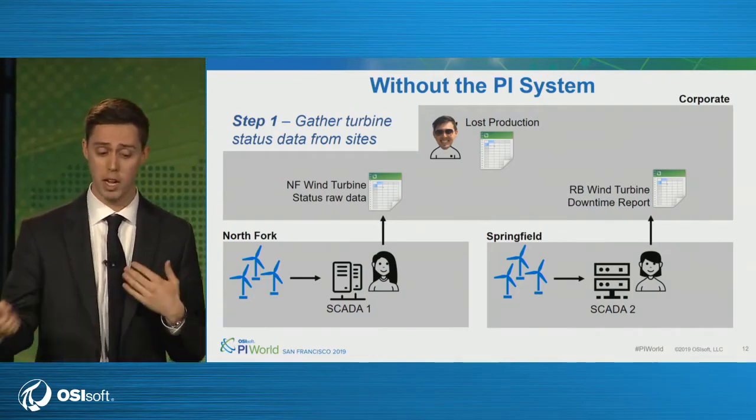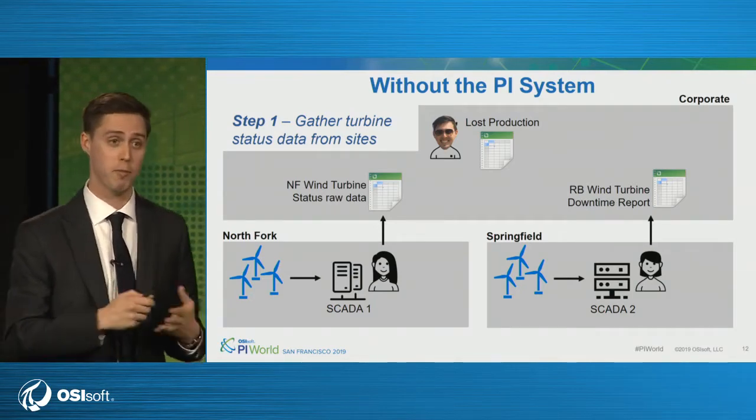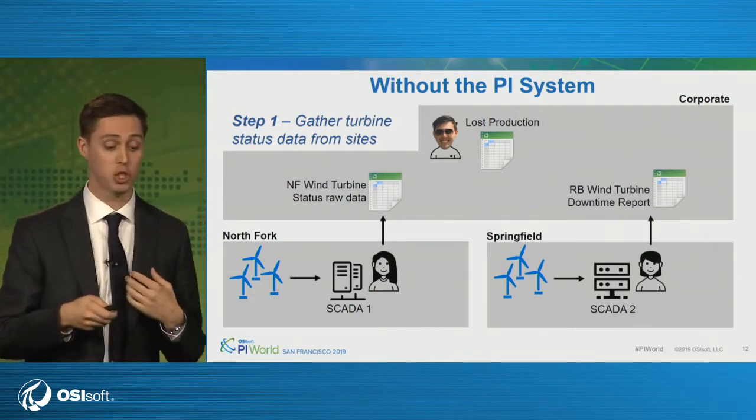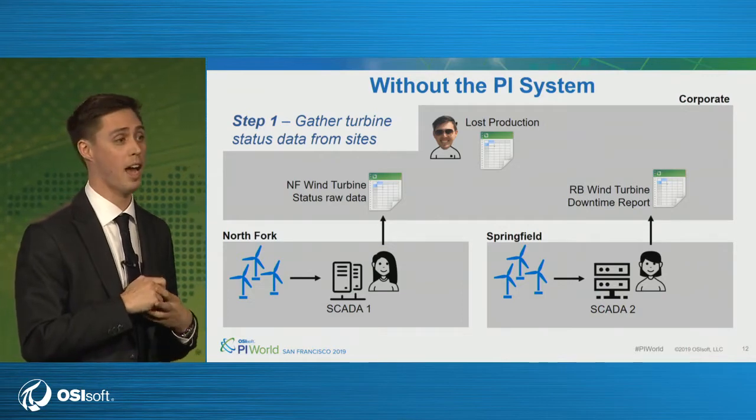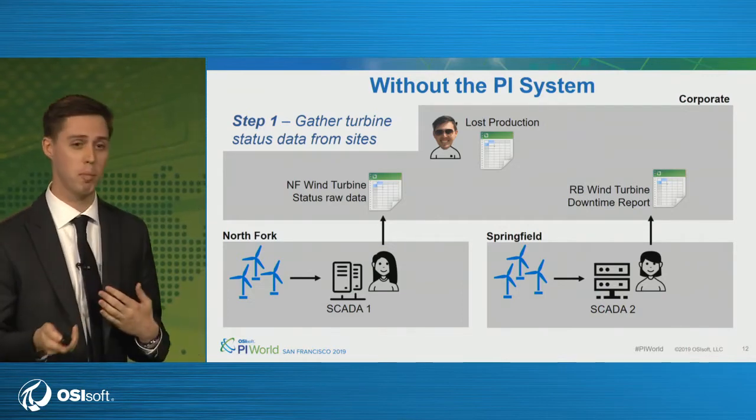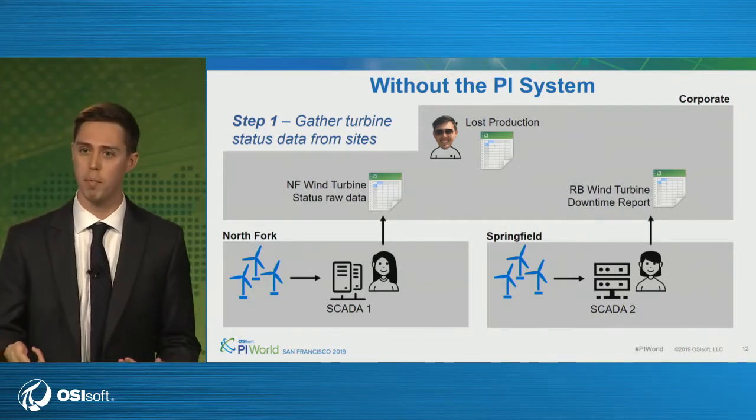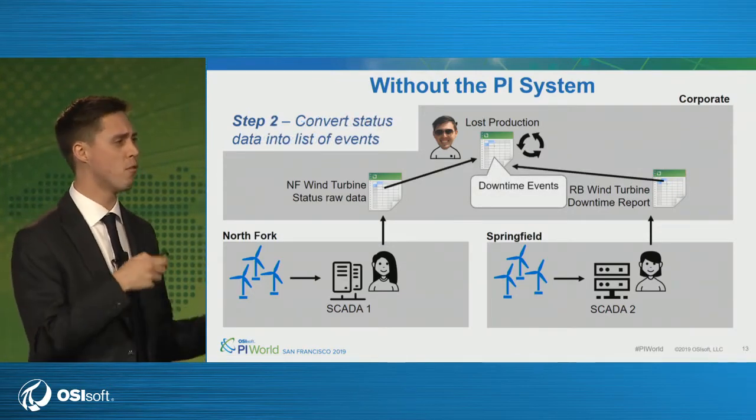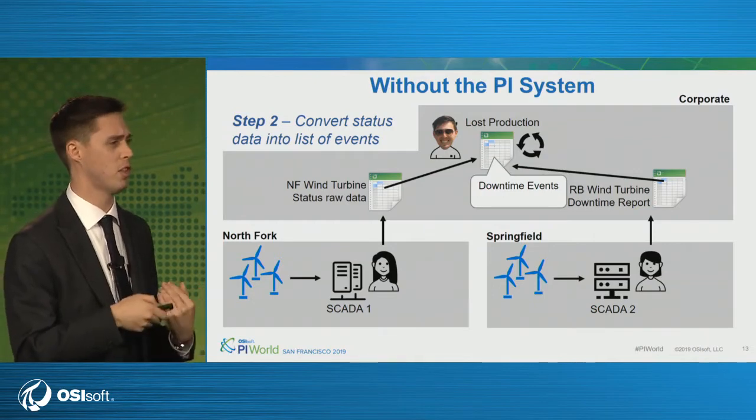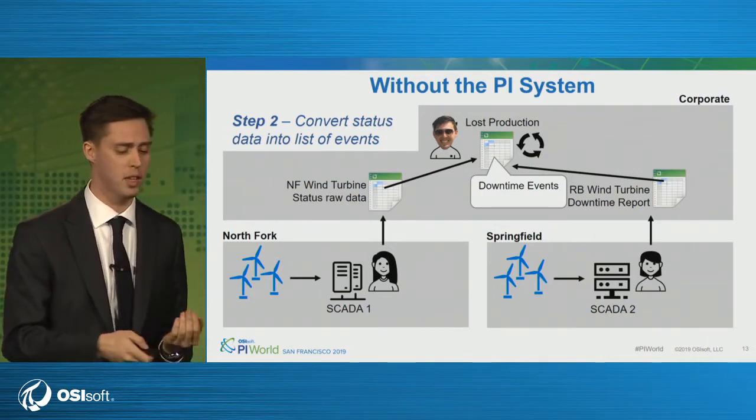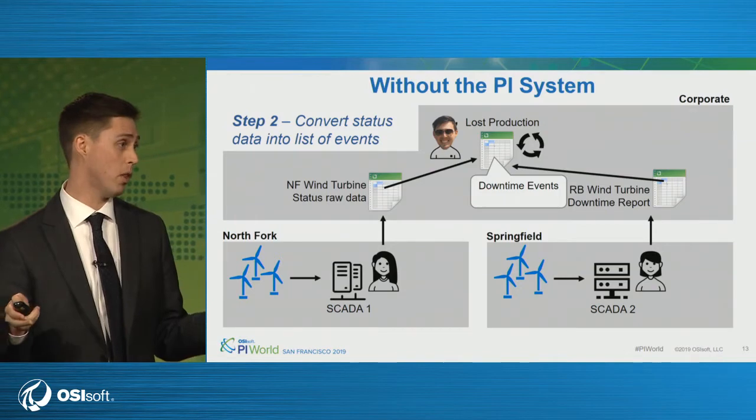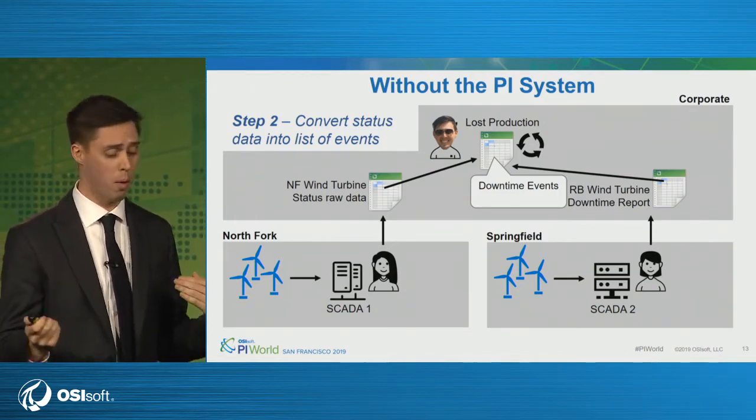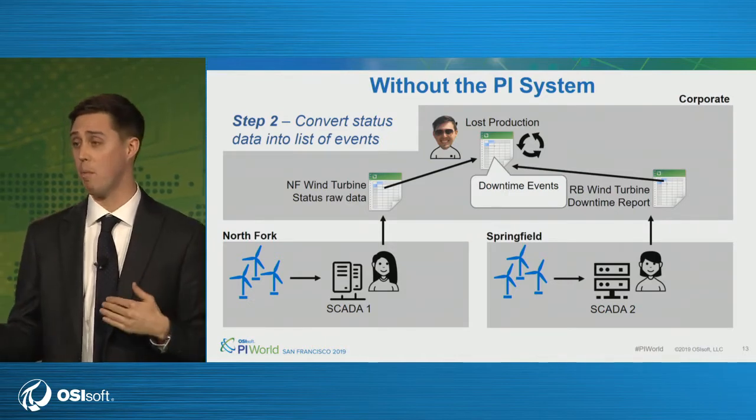And then I have Sohini. Interesting fact, she grew up in the Zambia, Zimbabwe region. And she's giving me this turbine data as a downtime report. So a little bit different, but still useful, right? So that's step one. Then I have to come up with some way to convert that information into information that's useful to me. So I've created these downtime events, is what I'm calling them. And I can convert from the status raw data or from the actual downtime report and get my downtime events.